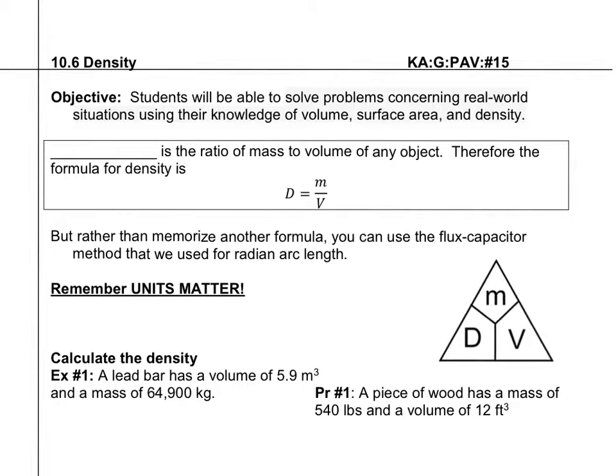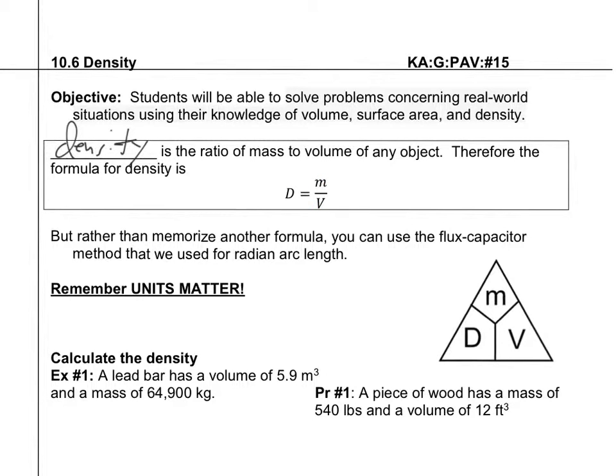All right, 10.6, density. Students will be able to solve problems concerning real-world situations using their knowledge of volume, surface area, and density. Okay, so density. What is density? Well, it's just a ratio of mass to volume of any object. Therefore, the formula is simply density equals mass divided by volume.